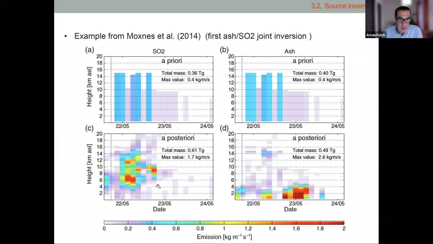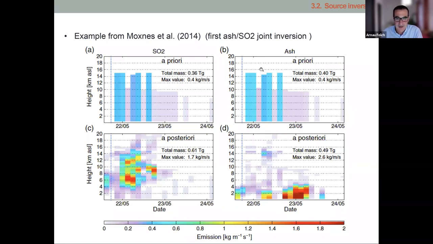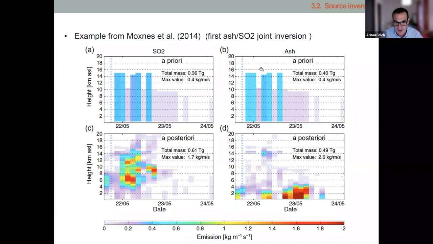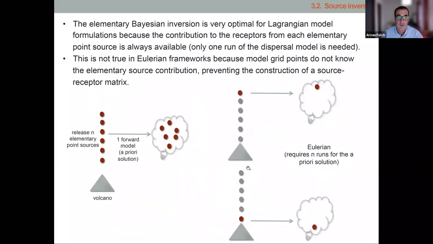So these are the a posteriori profiles for SO2 on the left and for volcanic ash on the right. As you can see, there is a substantial difference after this optimization procedure, no? You are here able to have hourly vertical profiles with a much, much higher resolution, and this improved substantially the forecast.